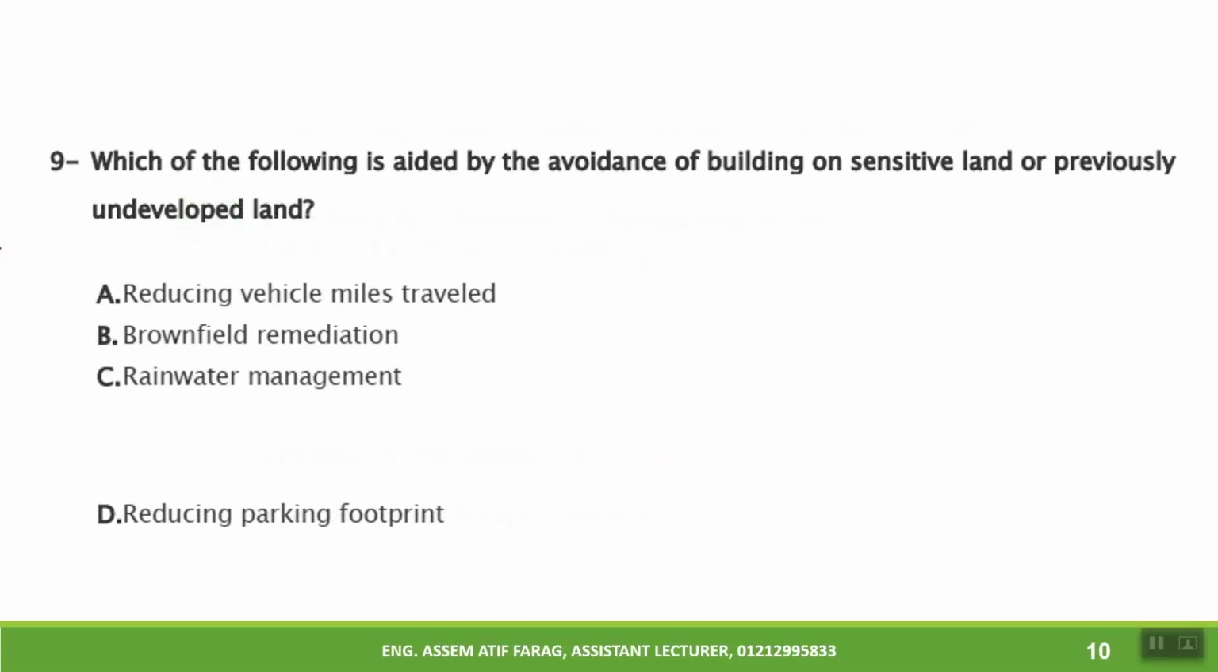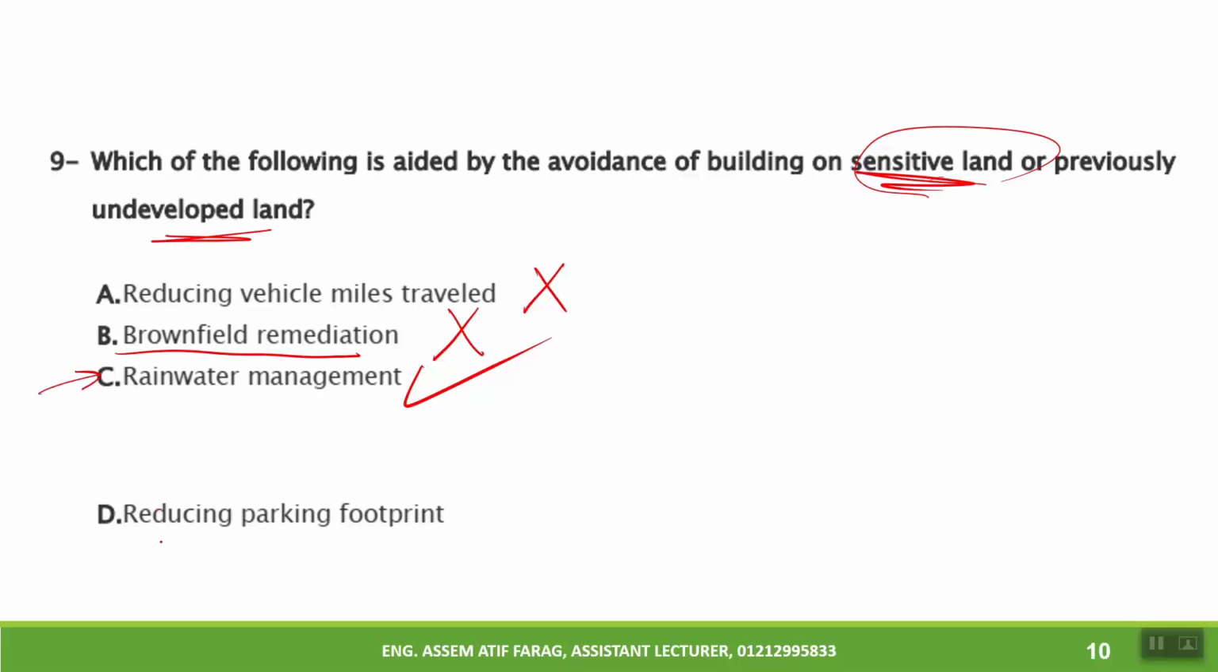For the next question, which of the following is aided by the avoidance of building on sensitive land or previously undeveloped land? Reducing vehicle miles traveled, this is unrelated. Brownfield remediation, actually sensitive land or previously undeveloped lands are green fields, so brownfields are not related to this question. Rainwater management, actually that's the right answer, as if undeveloped site areas are left undisturbed, this may help with managing rainwater runoff. So C is the best option. The final choice, reducing parking footprint, is not related to this question. Then the best option is C.